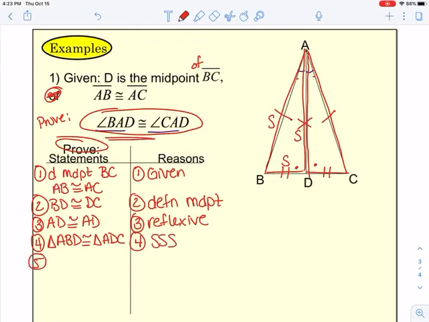But again, that's not what we wanted to prove. We wanted to prove the two angles are congruent. Well, now that I know that the two triangles are congruent, now I can go ahead and say that those two angles are congruent. So angle BAD is congruent to angle CAD. And that's because of corresponding parts of congruent triangles are congruent.